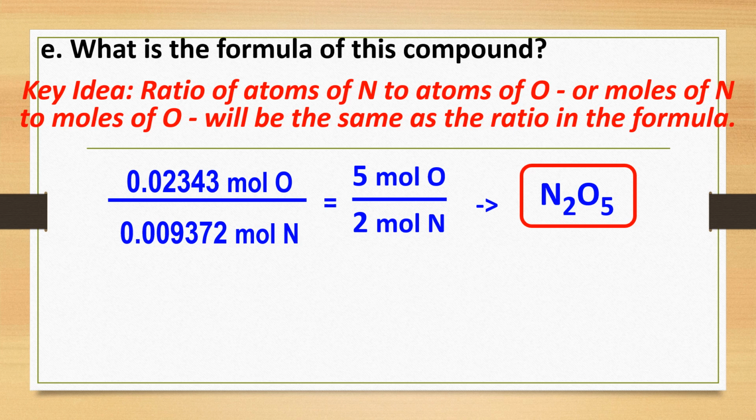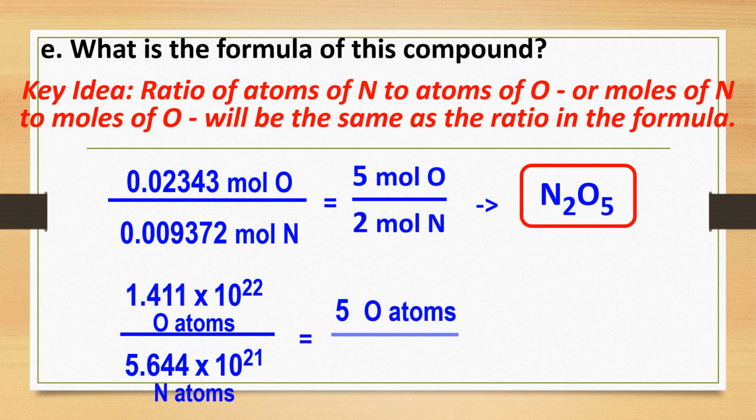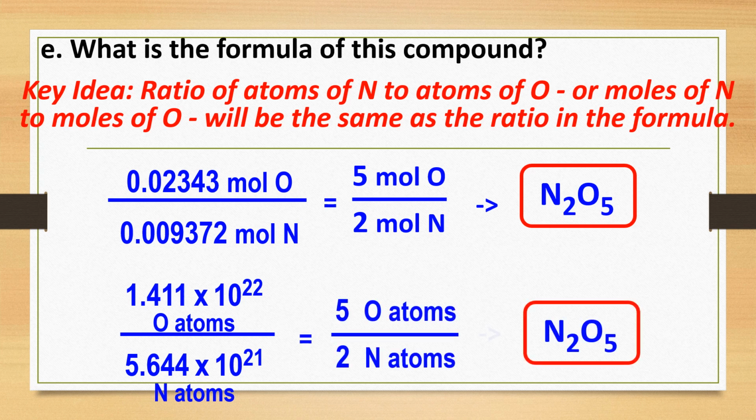We can similarly do it with any other units since we had already determined the atom numbers from the previous slides. Here we can do it again, although with very different numbers. You can see the ratio stays the same. Note that with moles or atoms, you can also reverse the order of oxygen and nitrogen. It doesn't really matter what you put on top or the bottom. Your ratio will be the same for nitrogen or oxygen.